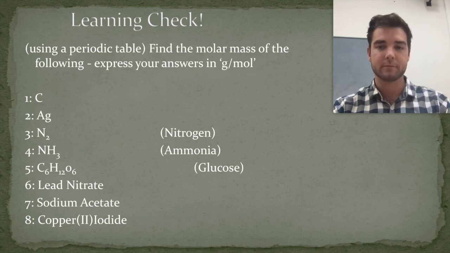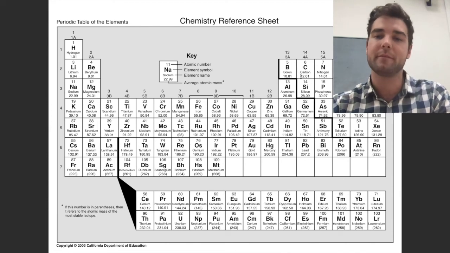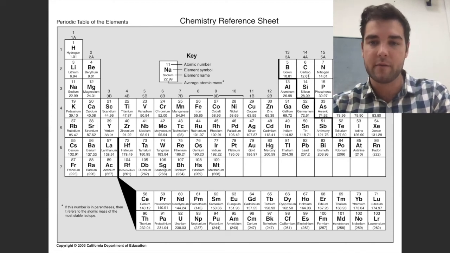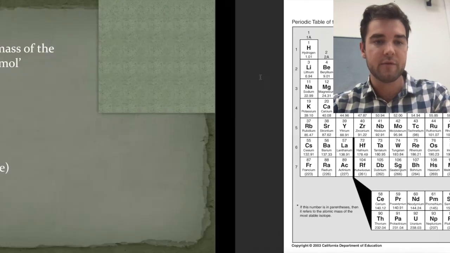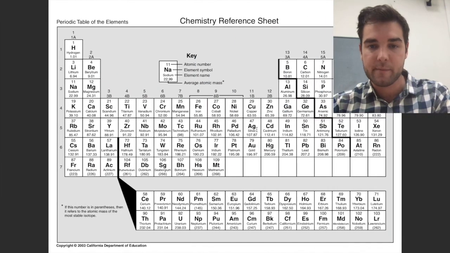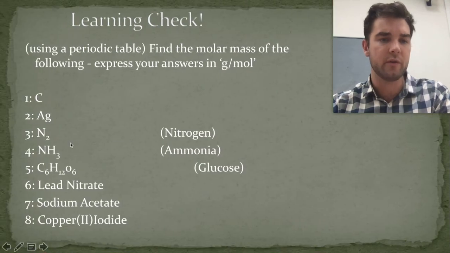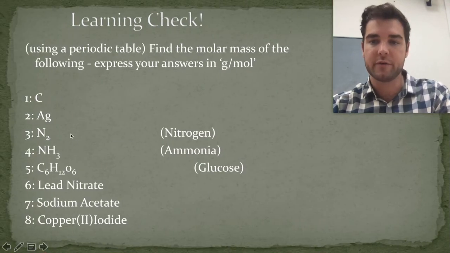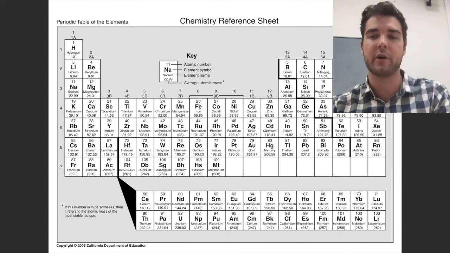So carbon. I want to find the molar mass of carbon. Well, it's 12.01. That means if I have 1 mole of carbon, so 6.02 times 10 to the 23rd atoms of carbon, it's going to weigh exactly 12.01 grams. Silver, that weighs 107.87 grams. Now, let's say we've got N2, nitrogen. Well, 1 nitrogen is 14.01, so 2 nitrogens are going to be 2 times 14.01, so that's 28.02.